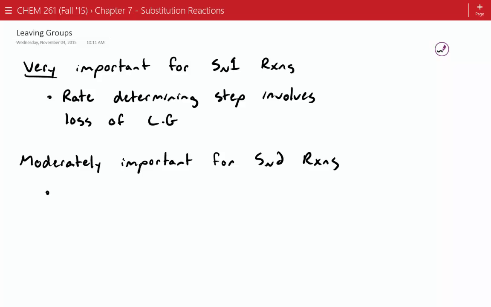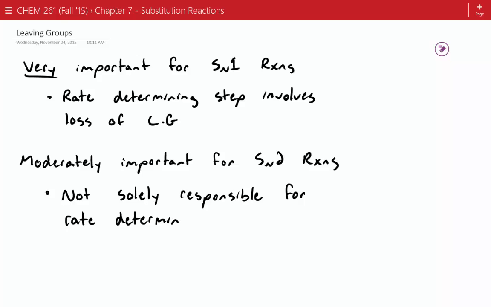Because it still is getting shoved off, but the nucleophile is what's doing the shoving, right? So it's not falling off on its own, it's being shoved off, so it still needs to come off. It's just not the absolute sole factor in the rate determining step. So we can write: not solely responsible for rate determining step. Nu is important.